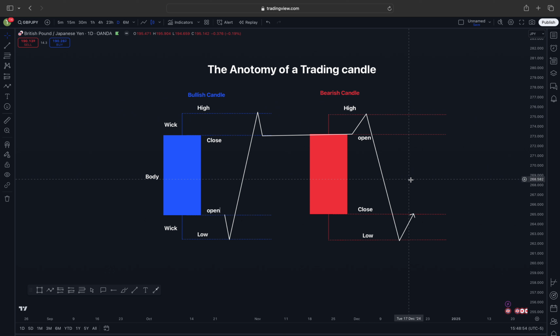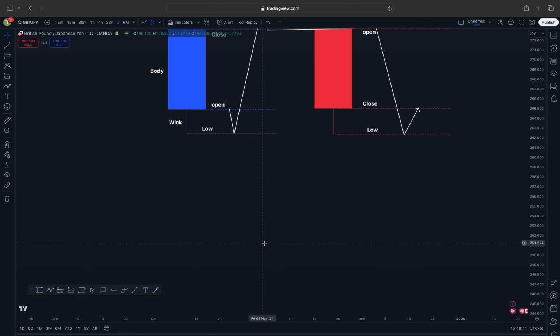Now guys, I hope you found value in this. This is just one of the basic understandings of what candles are, and you'll be able to see as we continue to show you more of this in future videos how the candles actually look and how to read and understand the candles.